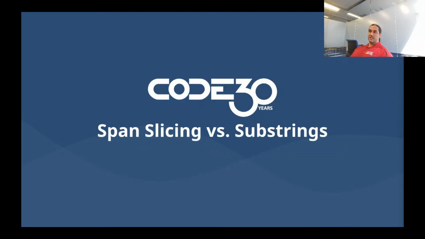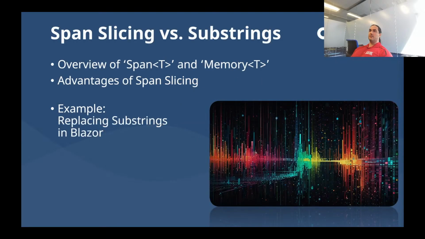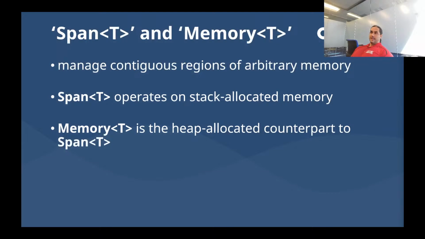The next thing we want to look at is span slicing and substrings. This is very interesting because we're going to look at what Span of T and Memory of T are. We're going to see the advantages, and we're going to have another small example of how and when to do this. We want to use Span of T and Memory of T if we want to manage contiguous regions of arbitrary memory. We want to do that without having to create additional copies.